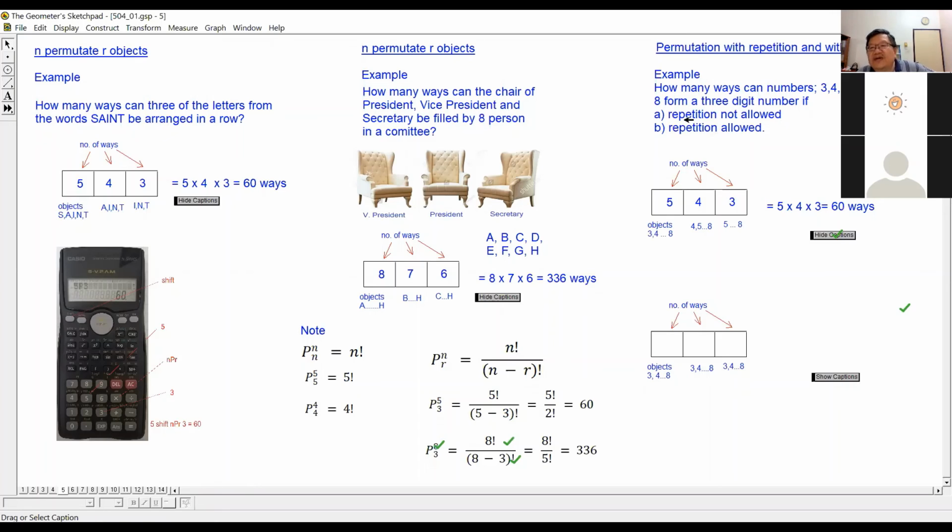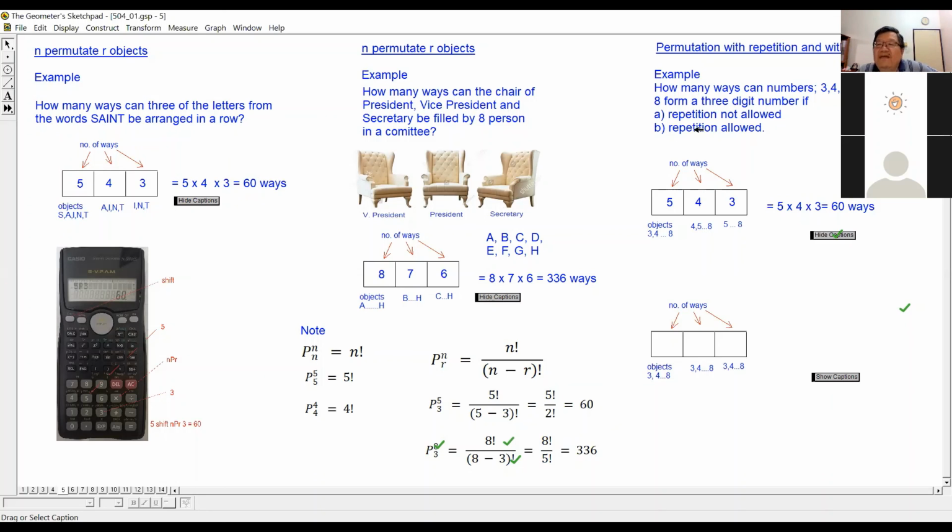Now, these questions say repetition not allowed. Repetition not allowed means when you have used up one number, then for the next place you have fewer numbers to choose from. Let's say 3, 4, 5, 7, 8. You use up 3. Then you are now left with 4, 5, 7, 8. So you are left with 4 only.